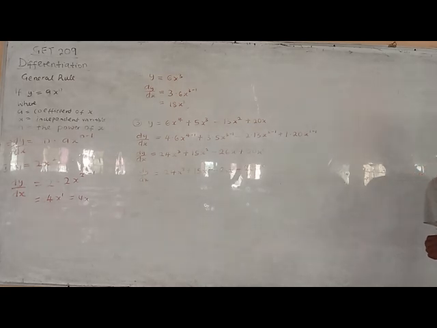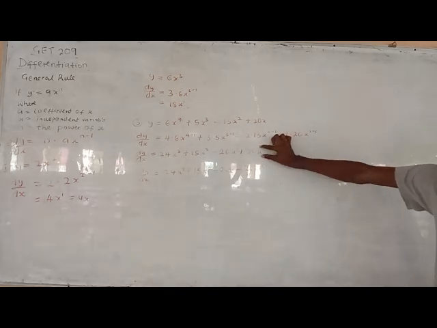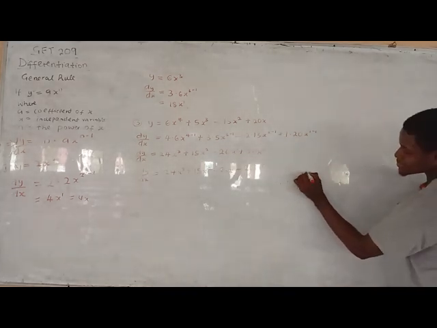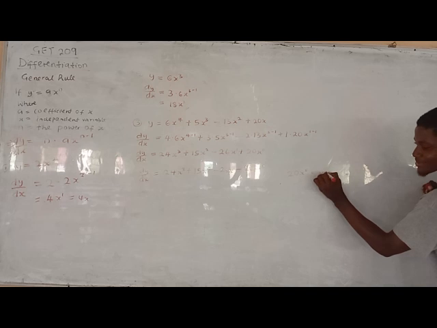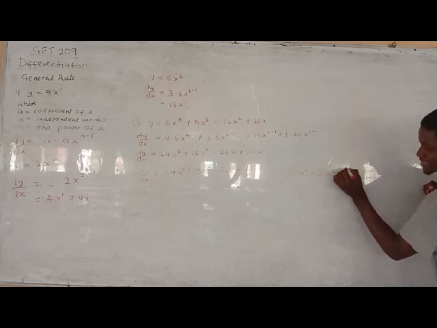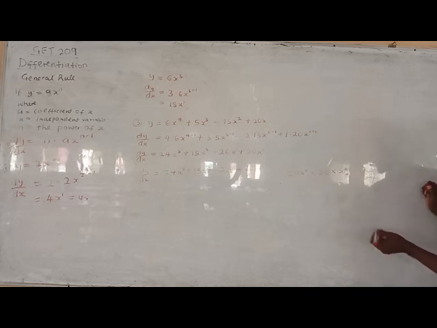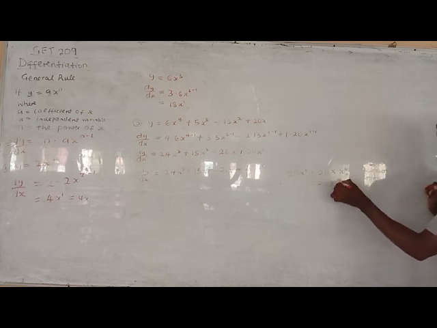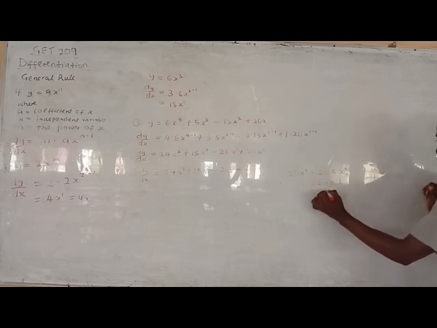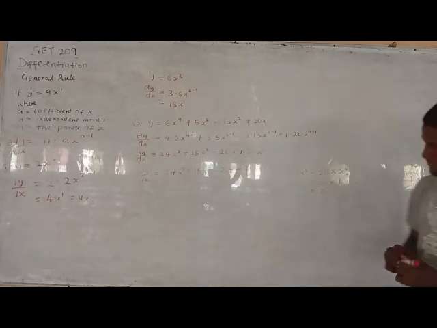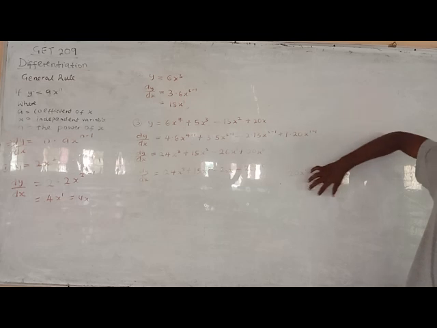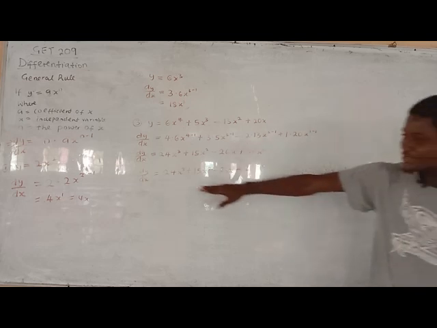There's no x. Anything raised to power 0 is what? 1. So this 20x raised to power 0 equals 20 times x raised to power 0. So 20 times x raised to power 0 is what? 20. So this is your final answer.